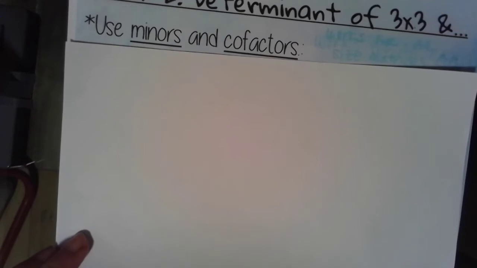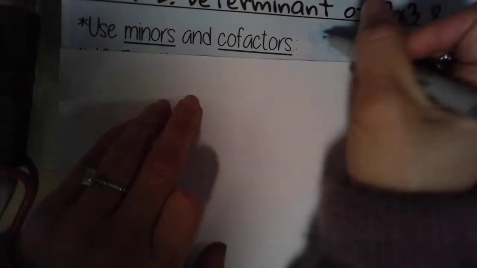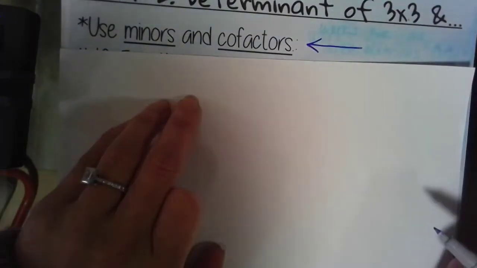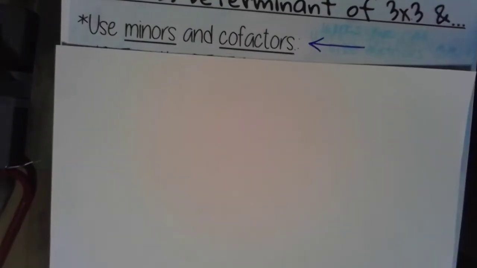8.4, continuing. So now we're going to use two different methods, and we're going to do one method first. It's called using minors and cofactors, okay? So we're going to first use minors and cofactors. These are good definitions to know for your vocab for this chapter.